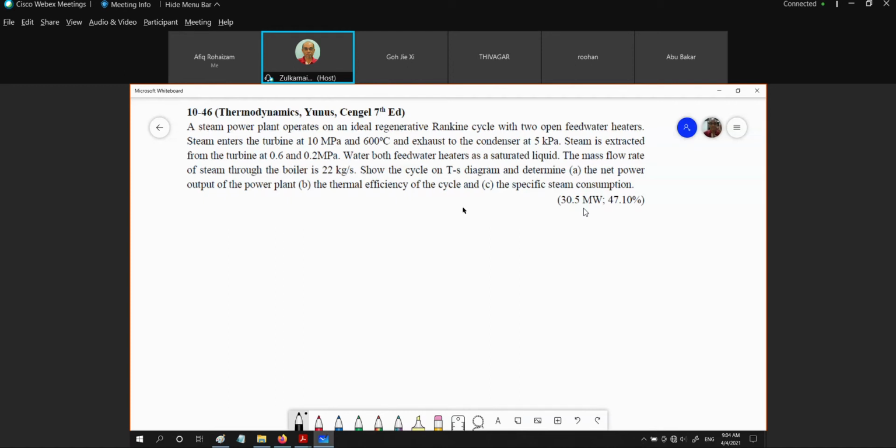How come this sentence? Oh, okay. Water leaving both feed water heaters is saturated liquid, meaning that the state after the feed water heater is saturated liquid. The mass flow rate of steam through the boiler is 22 kilograms per second. Show the T-S diagram and determine the net power. Then we need the thermal efficiency, and then we need the specific steam consumption.